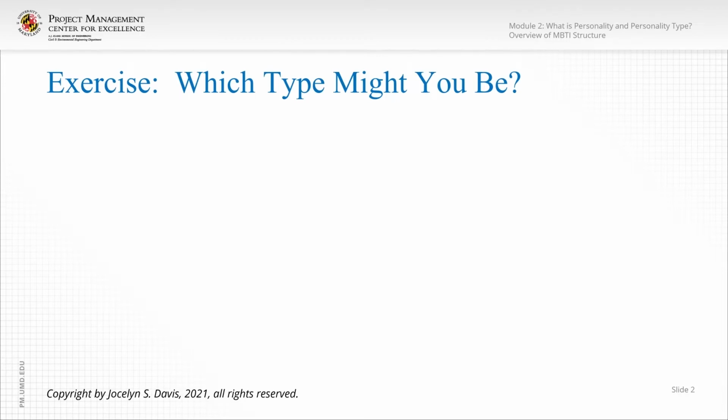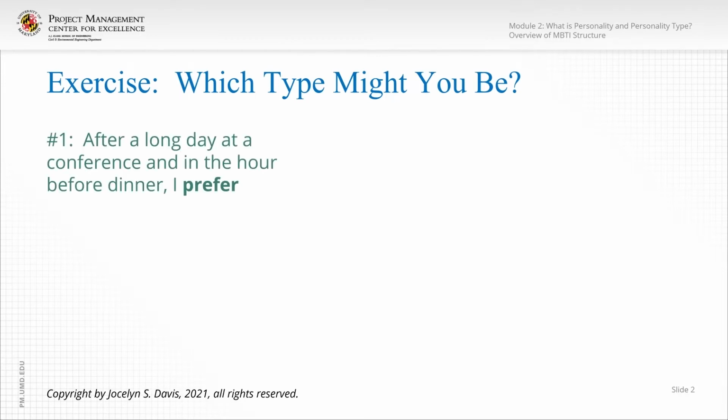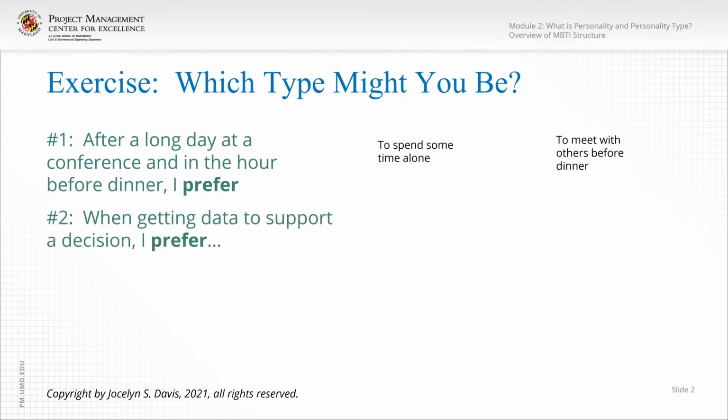So the first one is this. After a long day at a conference and lots of talking, and in the hour before dinner, what would you prefer to do? To spend some time alone or to meet with others before dinner? Just make a note, one or the other. Number 2, when getting data to support a decision, I prefer, here's the first one, to gather all relevant past and present verifiable data, or to consider how all the data fits into the larger scheme of things.